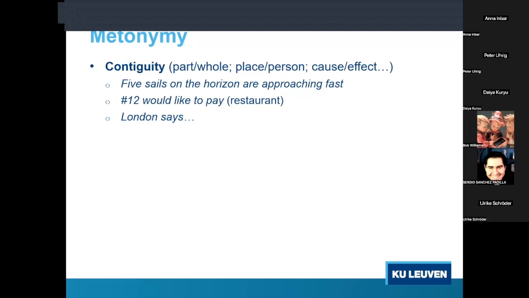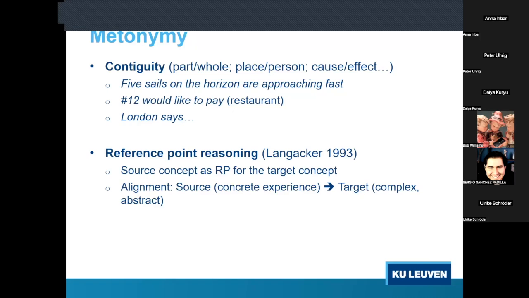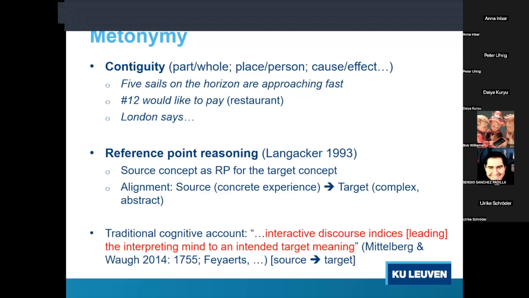All right. Ronald Langacker labels this type of reasoning reference point reasoning. What we are doing is labeling prominent elements which we can see, to which we have sensory access, which are easy to talk about, in order to refer to a target which is much more complex to describe, much more abstract quite often. So it's an example of efficient language use. And a traditional cognitive account, of which I'm a part, because my first PhD was about metonymy, really.